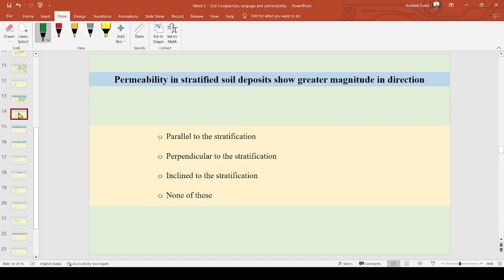Permeability in stratified soil deposits shows greater magnitude in which direction? What is the answer? Stratified soil deposit means the soil is separated into layers, where each layer will have a different value of K. Okay, so in this case, the permeability will be maximum in which direction? C, inclined.